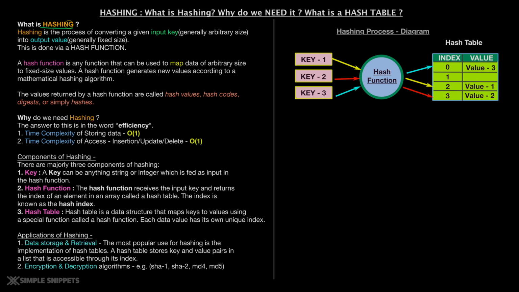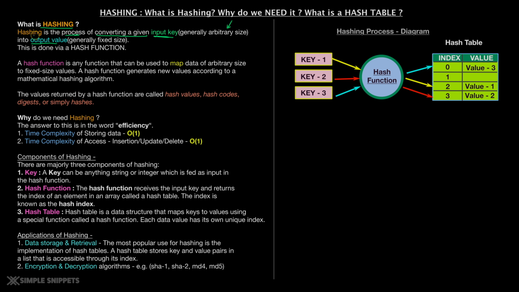Alright, so what is hashing? Now in simple terms or in technical terms, let's first just read out the definition. Okay, so hashing is the process of converting a given input. Generally it is of arbitrary size, so generally it can be anything, it can be text, number, and the size can vary, and it converts this input key into an output value, which is generally a fixed size. Okay, so this is the very basic definition of hashing.